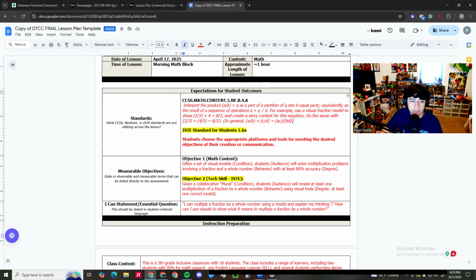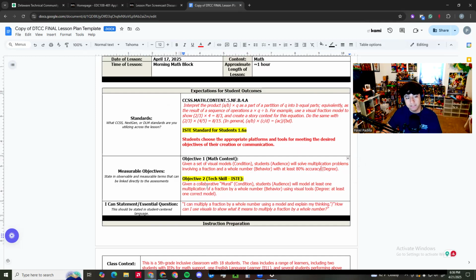Measurable objectives. Objective number one, this is the math portion. Given a set of visual models, students will solve multiplication problems involving a fraction and a whole number with at least 80% accuracy. I don't know how realistic this 80% is. Again, not having classroom experience, I'm just shooting in the dark here.